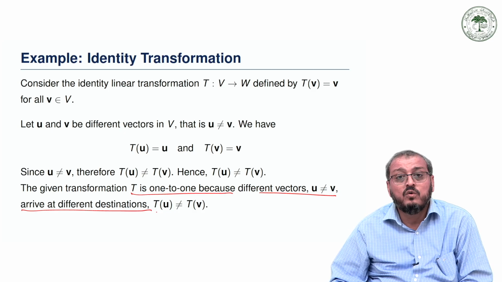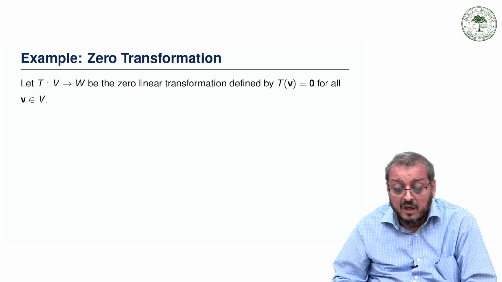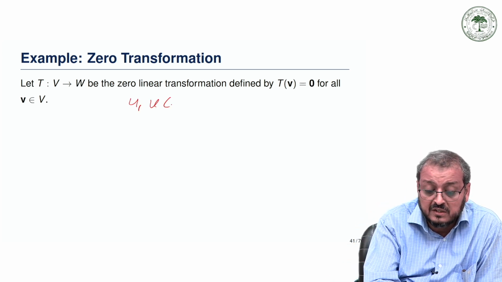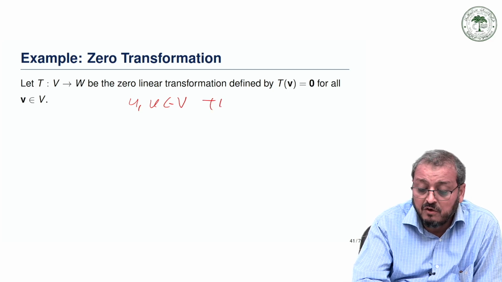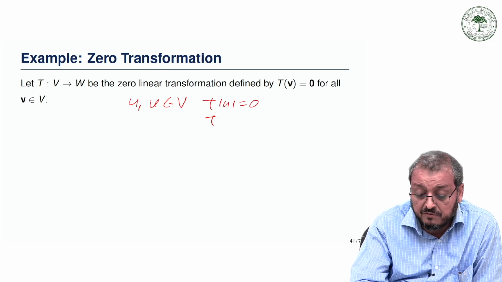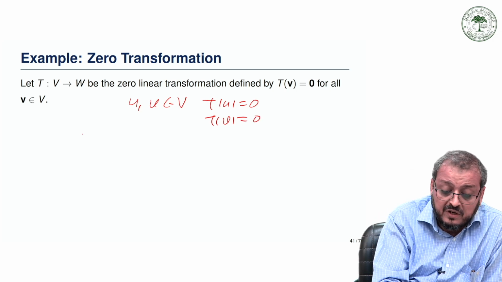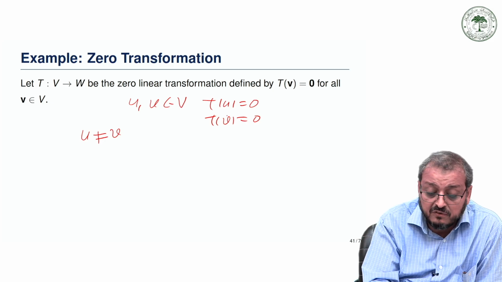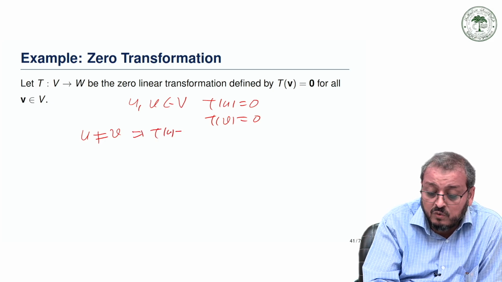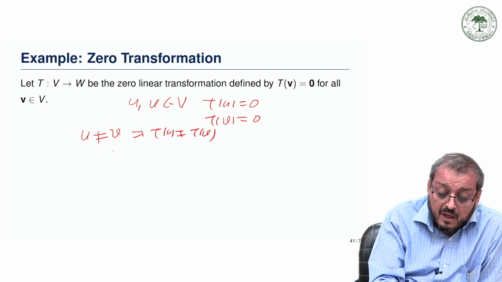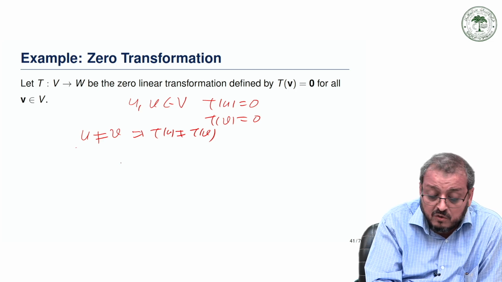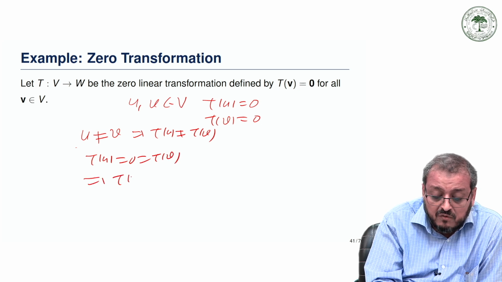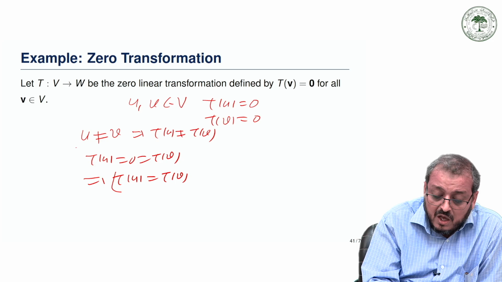Okay, now we have to consider the zero transformation. Zero transformation means every vector of V is sent to the zero vector. We take two different u and v, elements of V. Then T(u) is equal to the zero vector, and T(v) is also the zero vector. If we take u different from v, then by the one-to-one property T(u) should be different from T(v). We are assuming that these two are different, but T(u) is 0 and equal to T(v). This implies that T(u) is equal to T(v), which is not possible.